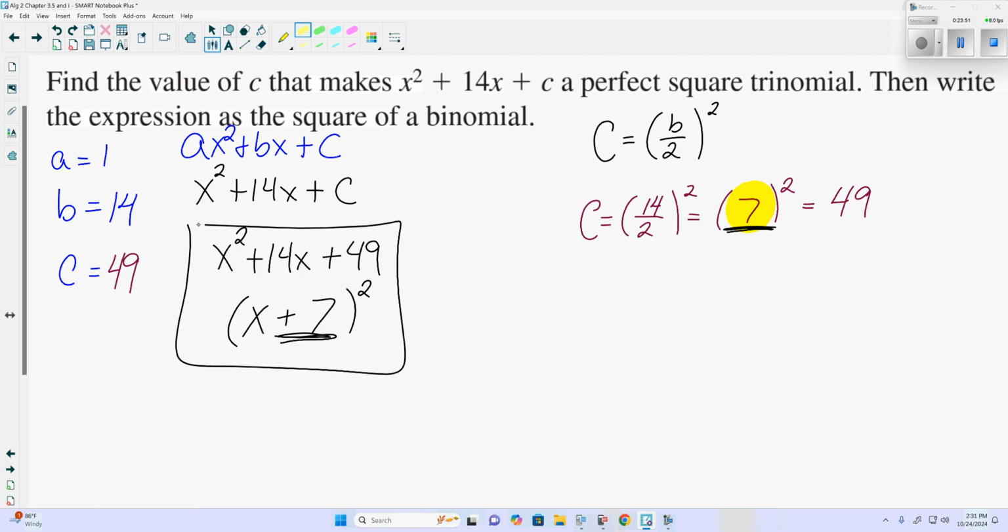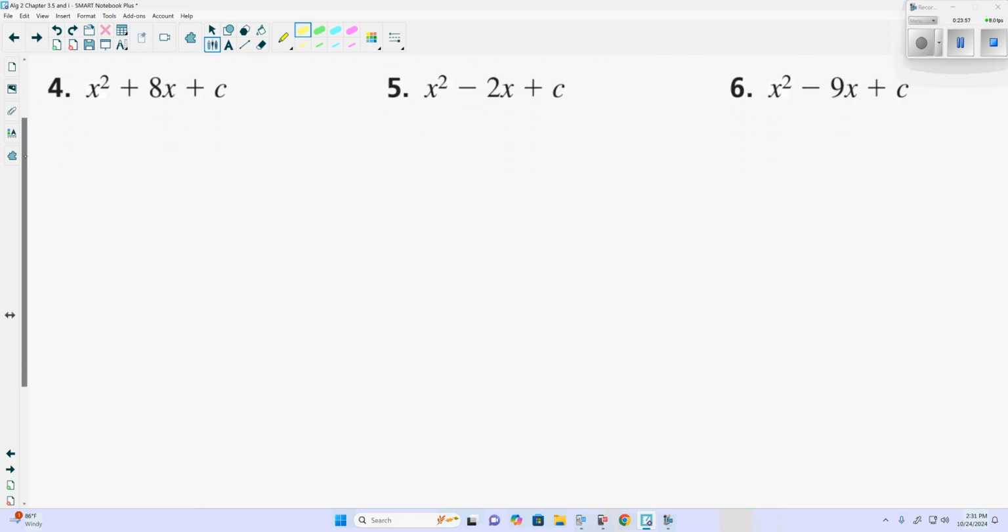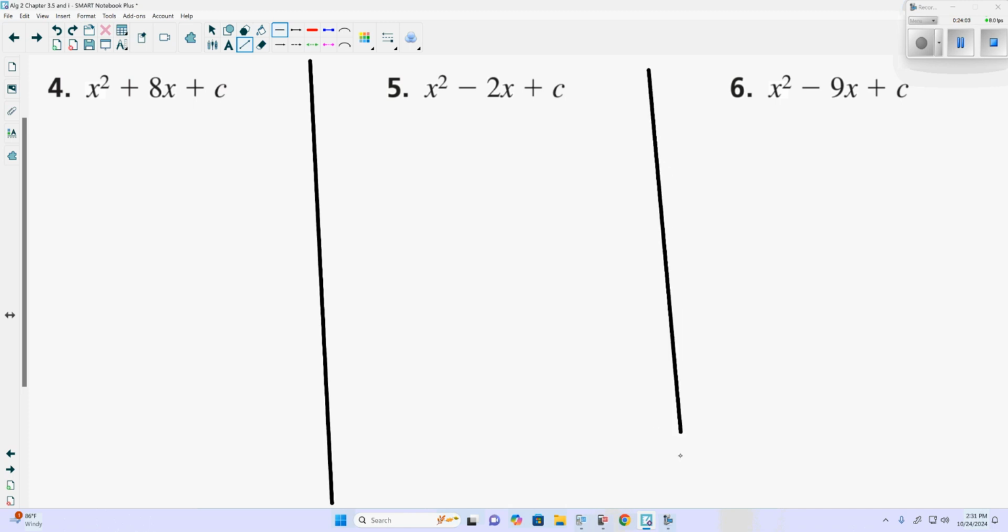Are you ready for the next one? Okay. We have these 3 here. We're going to find C and then factor. I'm going to break my page up like this, just to make sure it doesn't overflow from one to the next. X squared plus 8x plus c. We need to find the value of c, which is equal to b over 2 squared.